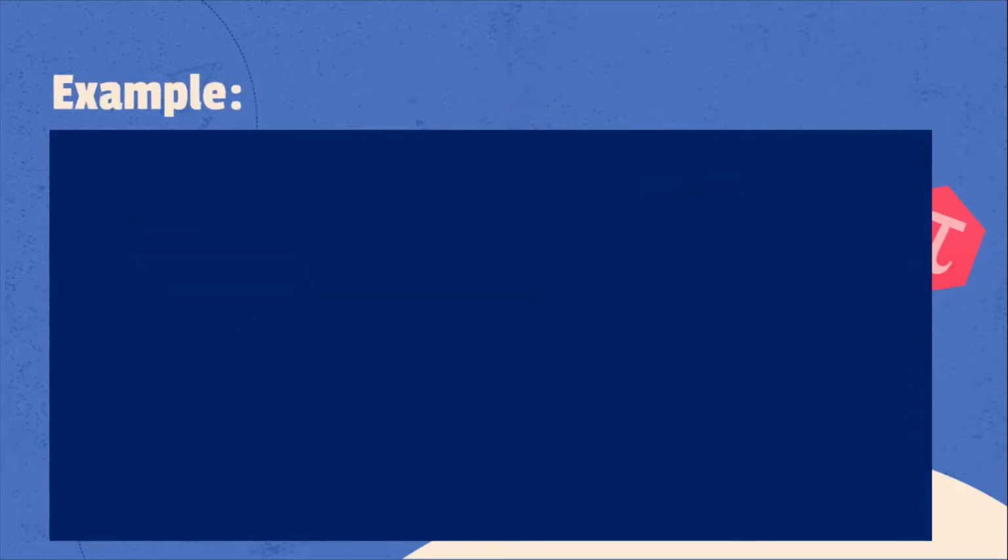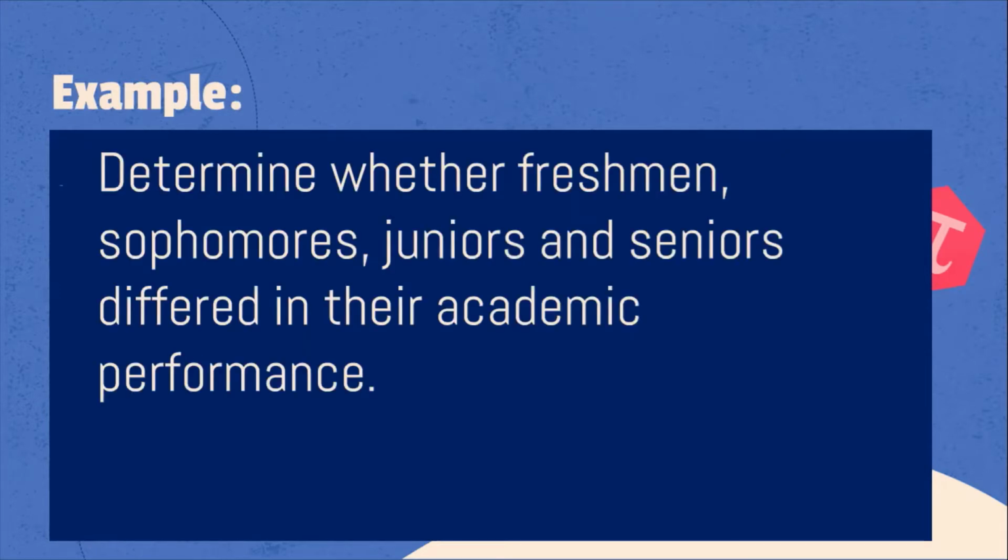Example of a research problem where we can apply t-test ANOVA. Determine whether freshmen, sophomores, juniors, and seniors differed in their academic performance. That is an example of a research problem wherein we can apply t-test ANOVA.